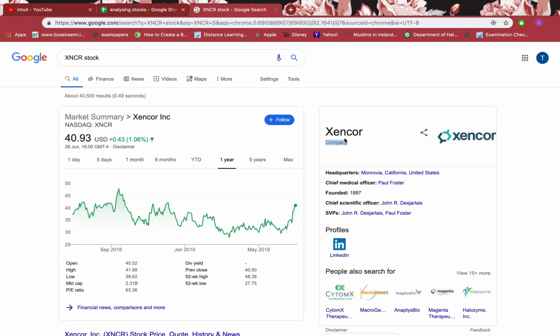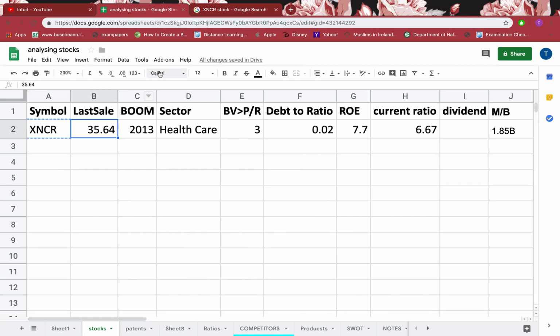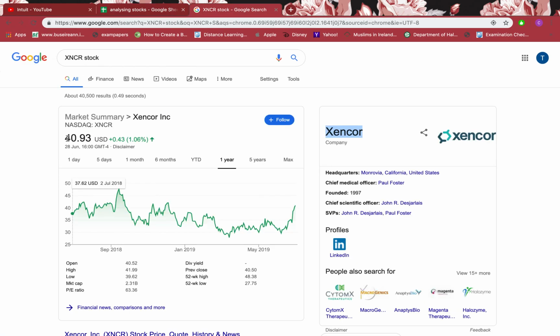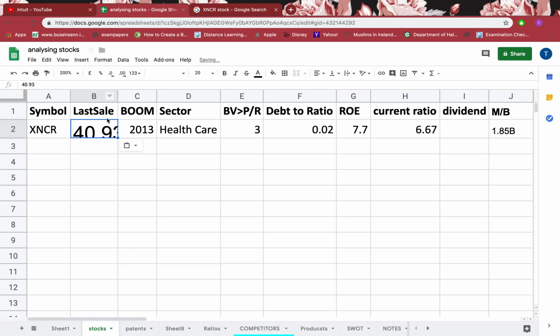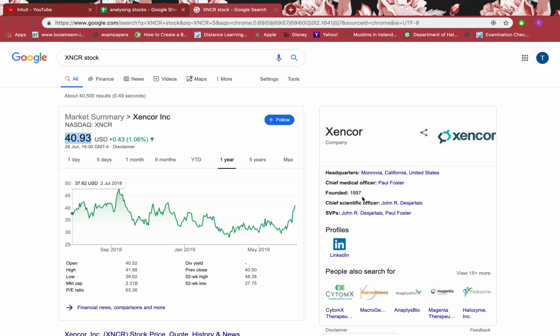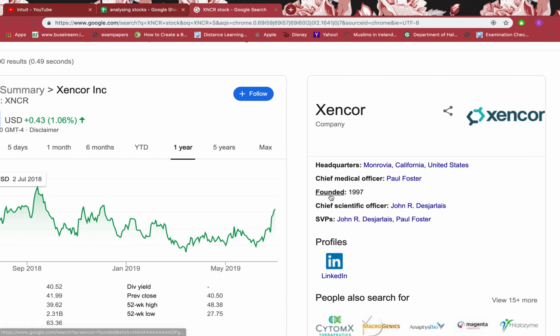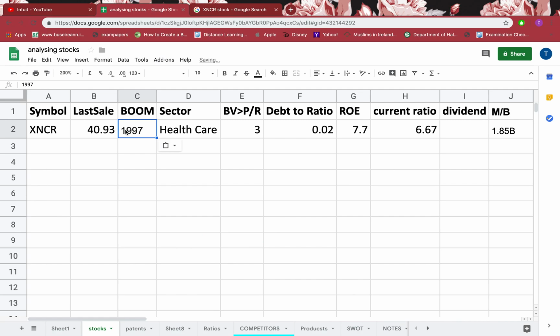Let's see. You can just see the name of the stock, which is Xencor, I think, company. And if I want to buy it right now, I have to pay 40.93 US dollars to buy one stock right now. Okay. And if I want to know when this was formed, I can just see founded, and it's 1997. Okay. So it's an old firm. I'll explain the sector later on in the video.